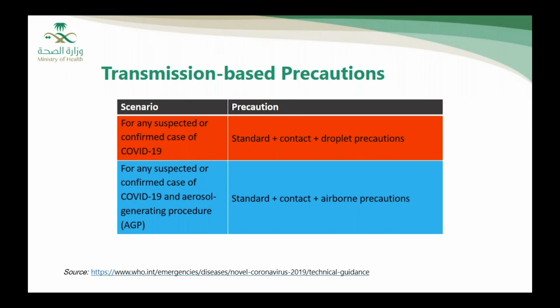procedure for the patients. The second one is for any suspected or confirmed case of COVID-19 and an aerosol generating procedure, the AGP. Here we mean if you will do any direct contact procedure for the patient, suctioning or giving bag valve mask, doing Ambu bag for the patients, for all of this you use standard precaution plus contact precaution and airborne precaution.